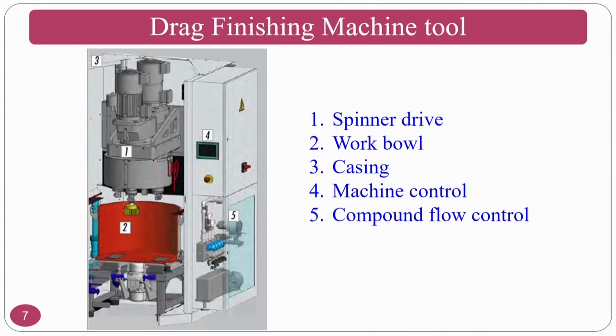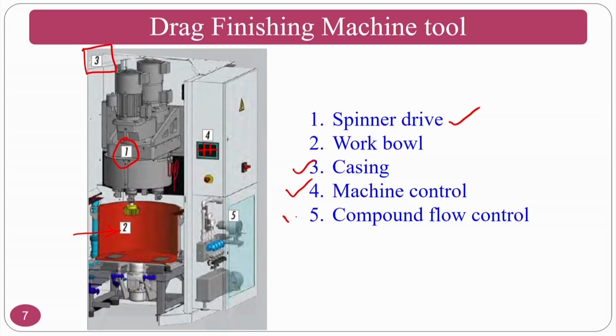If you see the drag finishing operation, normally there is a spinner drive, and the working bowl. The third one is the complete casing, and the fourth one is the machine control. Normally whatever you want to control, like switching on, what speed I want to give, at what RPM I want to rotate the component, at what RPM I want to rotate the medium and other things. Compound flow control is another one.